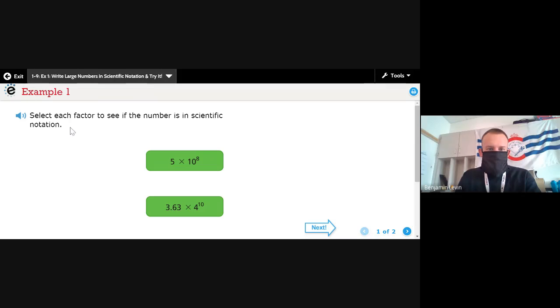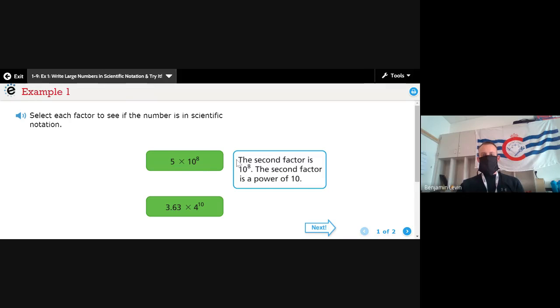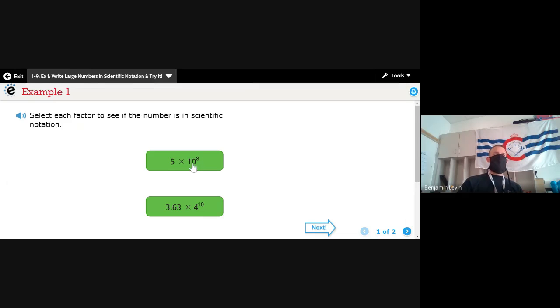Select each factor to see if the number is in scientific notation. What do we think about these? I guess we just click on them. 5 times 10 to the 8th power. The second factor is times 10 to the 8th, which is a power of 10. So this is scientific notation, right? We have one number left of the decimal, and then we have a times 10 to the 8th, base 10, then that is scientific notation, right?